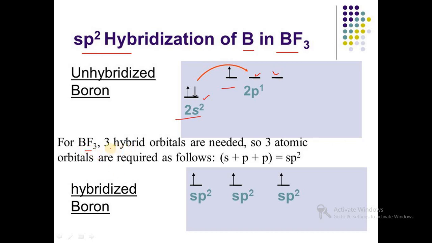For BF3, 3 hybrid orbitals are needed, so 3 atomic orbitals are required. In the case of BF3, one s and two p orbitals mix and recast with each other, and we get sp2 hybrid orbitals. In the excited state, one electron from 2s is shifted to 2p. So here we get sp2 hybrid orbitals like this.